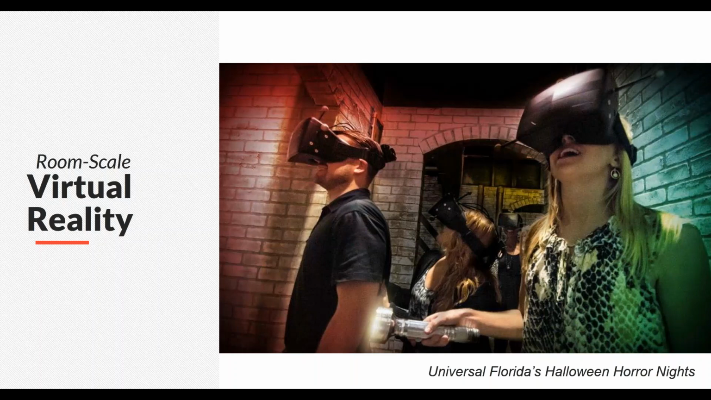So here in this example, what you're catching is a glimpse of room scale VR in action. This is an attraction that was developed for Universal's Halloween Horror Nights this past year. And as you can see, individuals are utilizing head-mounted display headsets, and they're engaging with that physical environment while it's being layered with the digital aspects of virtual reality.